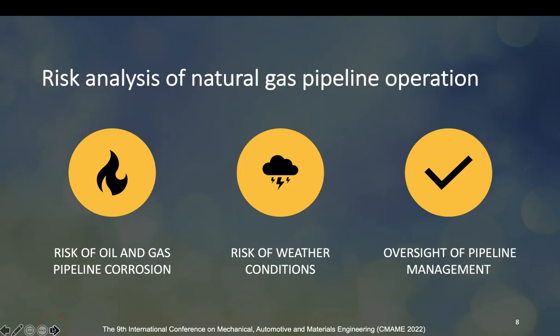So these are the three factors that we are considering when analyzing the risk of natural gas pipeline operations in Vietnam. Our first risk factor is the risk of oil and gas pipeline corrosion. The second is harsh weather conditions. The third one is oversight of pipeline management. This also includes the maintenance of the pipelines.